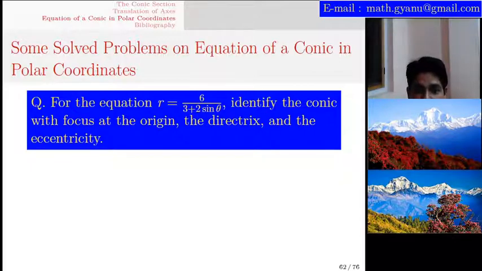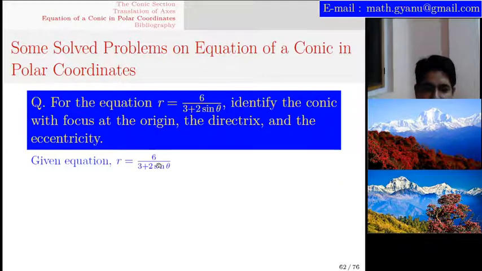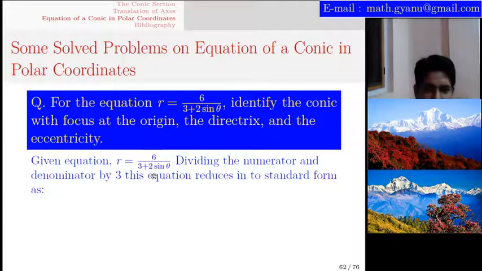Parabola, ellipse or hyperbola. For this purpose, given equation r equal to 6 divided by 3 plus 2 sin theta, dividing the numerator and denominator by 3, this equation reduced into standard form is r equal to 2 by 1 plus 2 by 3 sin theta. So what is the value of e? Compare it with r equal to 2pe by 1 plus minus e sin theta.